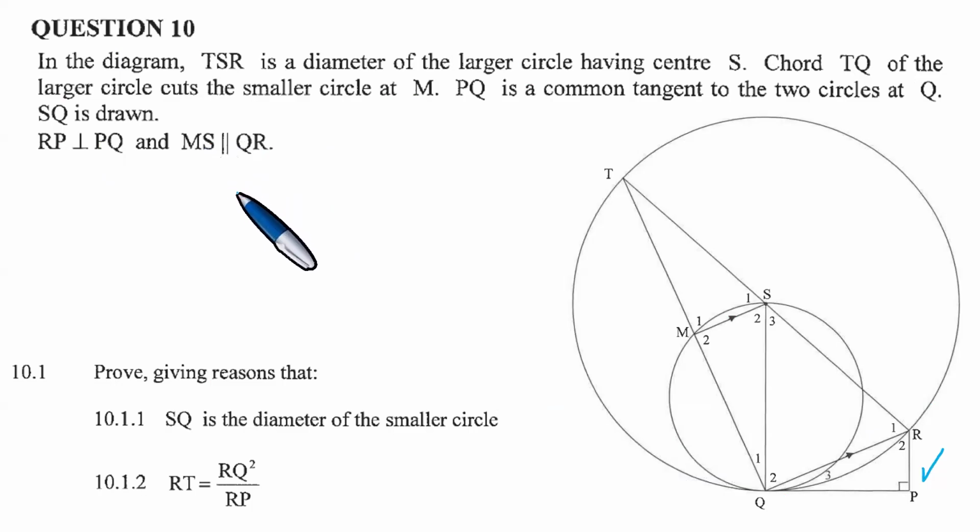Now, MS is parallel to QR. Prove, giving reasons, that SQ is the diameter of the smaller circle. Okay, you have 3 minutes.